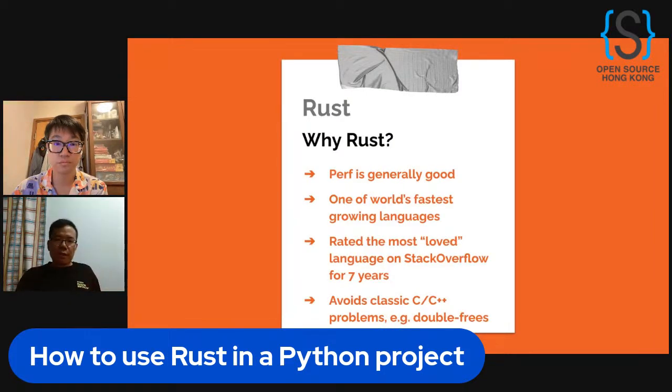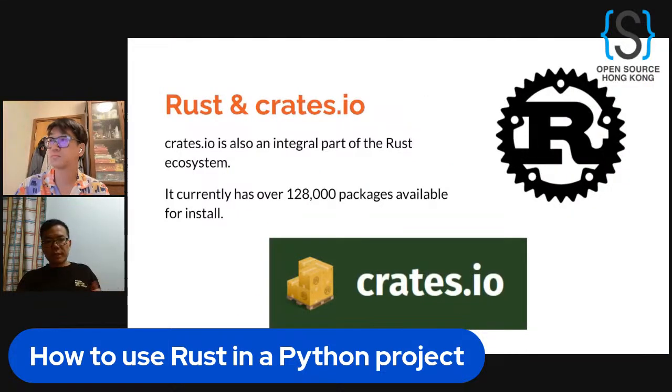Now, why Rust? Rust is generally good if you code it properly, and one of the world's fastest growing languages. It's rated the most loved language on Stack Overflow for 7 years now, as of October 2023, and it avoids classic C and C++ problems like double frees, assuming you only use safe Rust code. It has crates.io, which is the equivalent of PyPI for Python, and currently it has over 128,000 packages available for install.